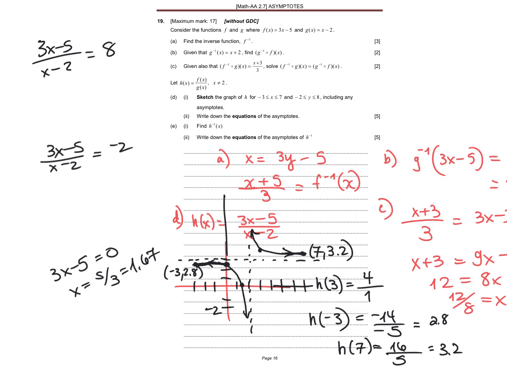All right, hold on. So 3x minus 5 is -2x plus 4. So that's 9, and that's 5x. So x is 9 over 5. Okay, and that's going to be -2.